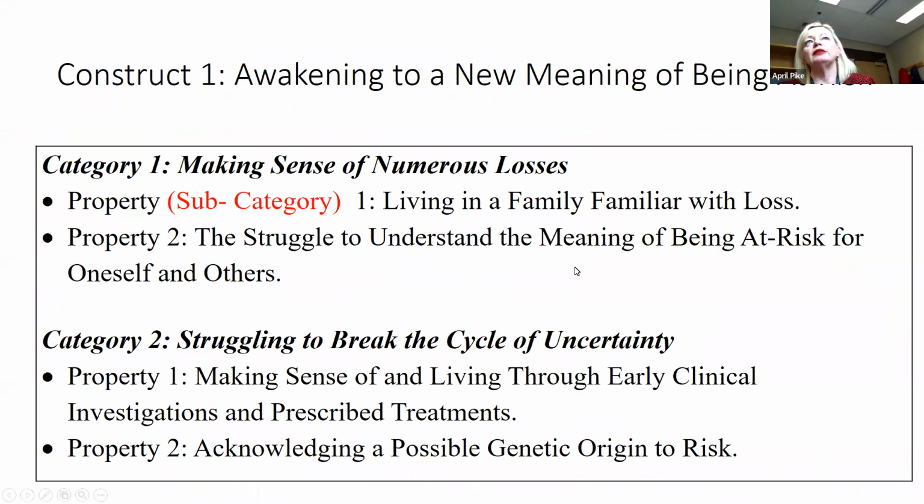So here again, here's my actual take. I'm just going to look at construct one, awakening to a new meaning of being at risk. And you can see that I have two categories. Category one, making sense of numerous losses. So that really captures the number of people that are actually dying around you and why they're dying and how people understood that. And category two was struggling to break the cycle of uncertainty. So here you go. And below here, you have the properties of the subcategories. So just a quick snapshot.